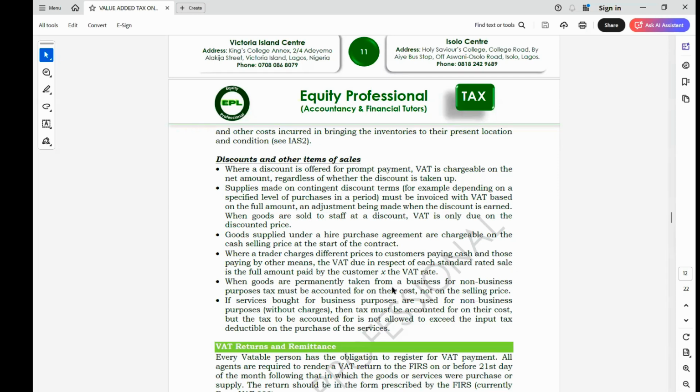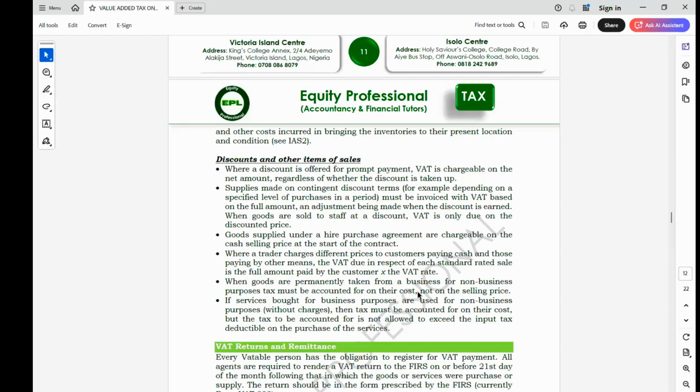Then when goods are permanently taken from a business for non-business purposes, you must also charge VAT on that item. VAT must be accounted for on their cost. So what is the cost? Because you are not selling it, you are just taking it out. You must account for the VAT on what? On the cost of that item.